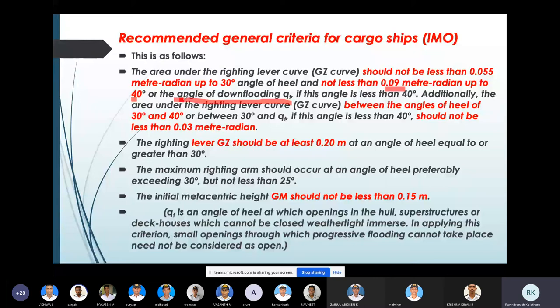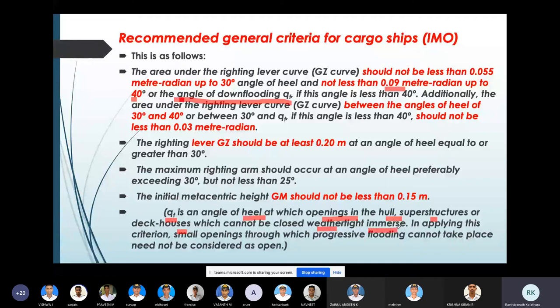Now, angle of down flooding, let me give you the definition, then I'll explain it. Angle of down flooding, θF, is the angle of heel at which openings in the hull, superstructure, or deck houses, which cannot be closed weathertight, immerse.